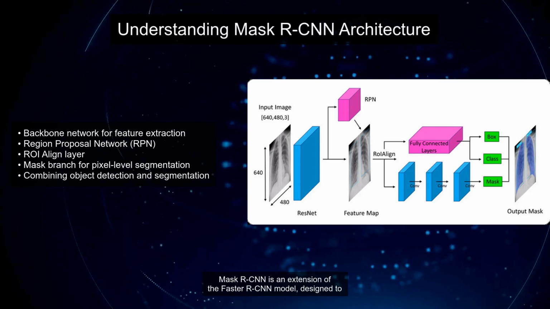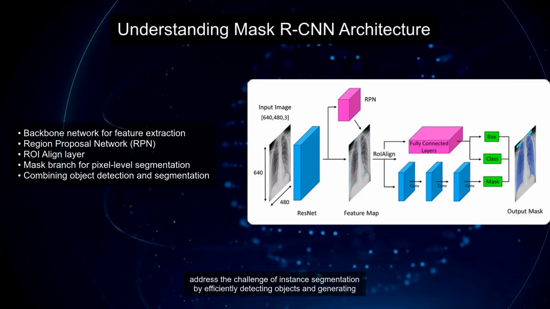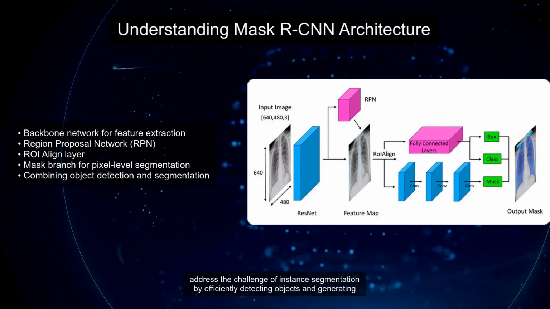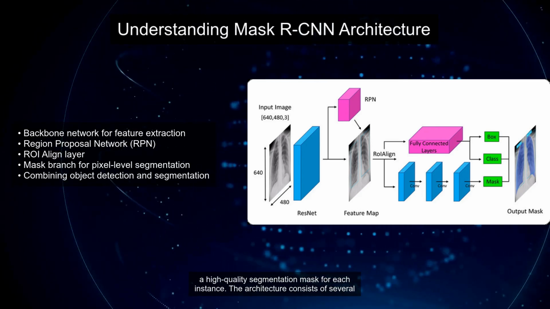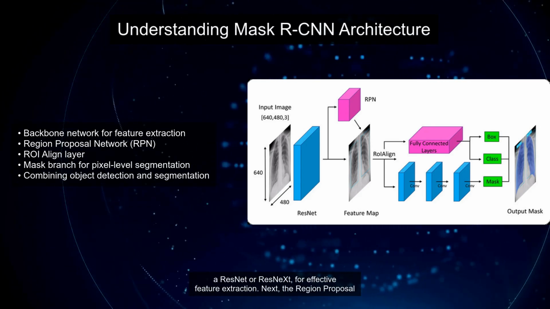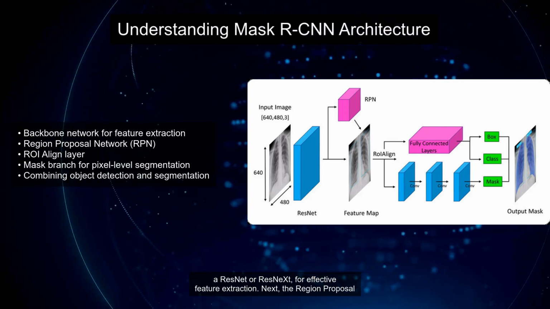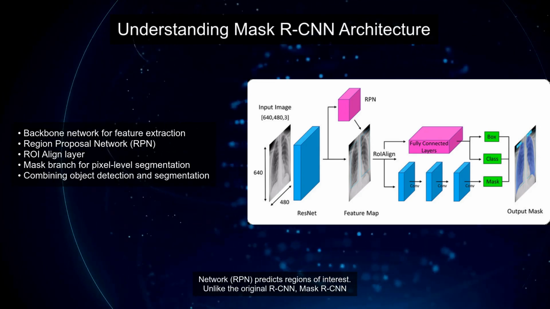Mask R-CNN is an extension of the Faster R-CNN model, designed to address the challenge of instance segmentation by efficiently detecting objects and generating a high-quality segmentation mask for each instance. The architecture consists of several key components. At its core, Mask R-CNN uses a backbone network, typically a ResNet or ResNeXt, for effective feature extraction. Next, the Region Proposal Network, RPN, predicts regions of interest.